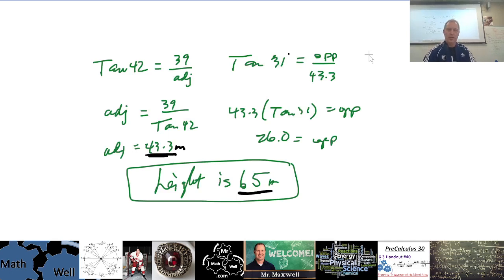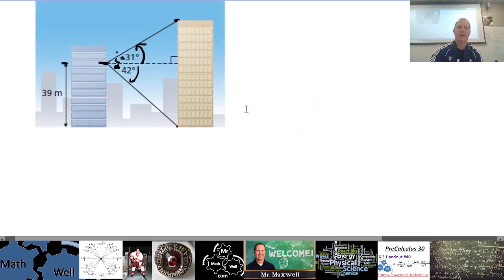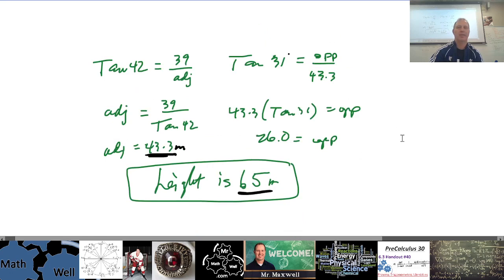So this is a solution, should look something like that. The answer should be approximately 65 to the nearest meter, it would be 65 meters. So the distance between the buildings looks like it's 43. Use that to find the top height of the building, which is 26. Add the 26 and the 39, and you should get the height of the next building. Okay, anybody let me know if you have a problem with that or if you need any clarification on that?